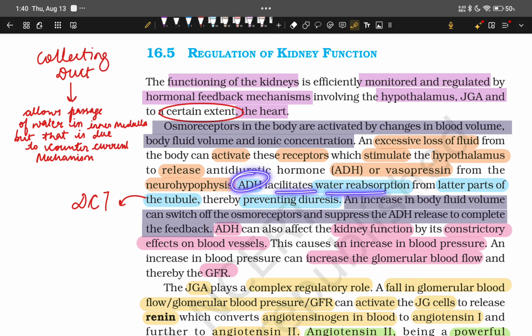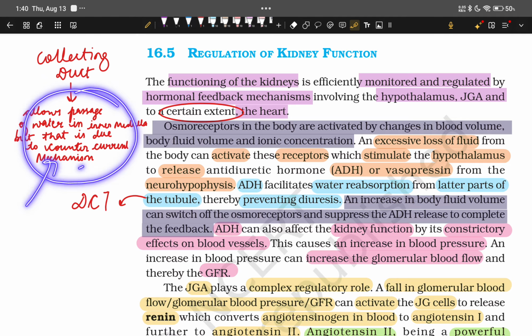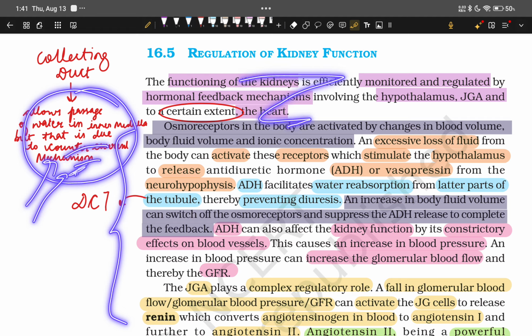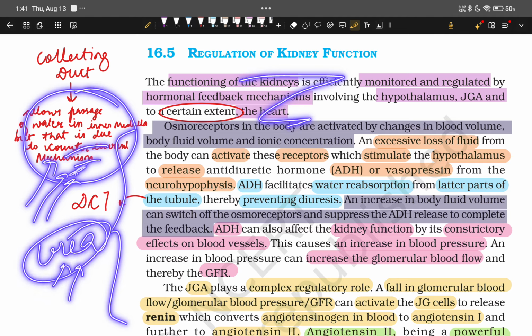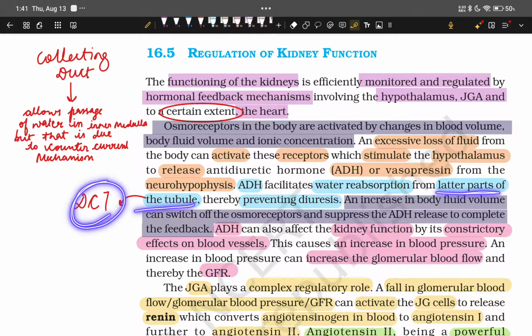And ADH facilitates water reabsorption from the later parts of the tubule. Now here the later part of the tubule is DCT only, right? That is what I was saying, that here water is reabsorbed, but it's not reabsorbed due to these hormonal mechanisms. It is reabsorbed due to the counter current mechanism. That's different, that's going to be due to the concentration of urea and NaCl in the inner medullary interstitium. That's a different mechanism for concentrating the urine. But here DCT is referred to as the later part of the tubule, and from here we have water reabsorption.